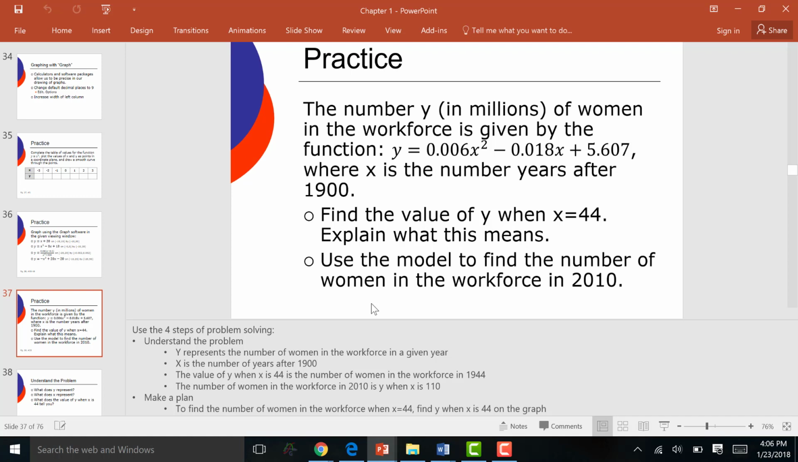They gave us an equation. And they gave you an equation. All right, so what's the equation they gave us? Y equals 0.006x to the 2 power minus 0.018x plus 5.607.